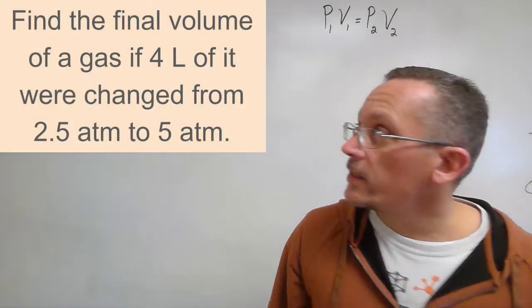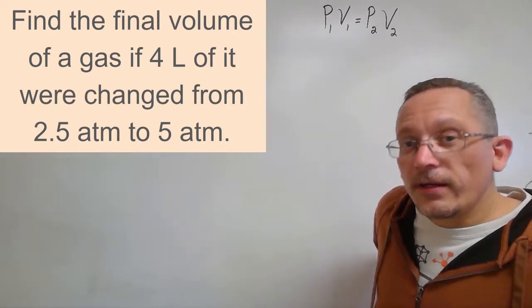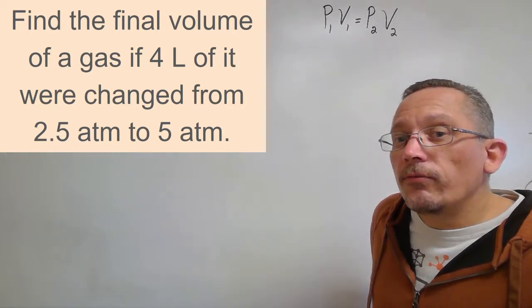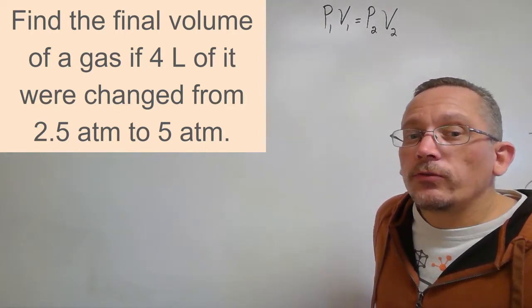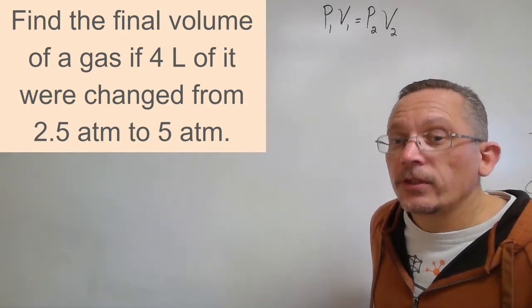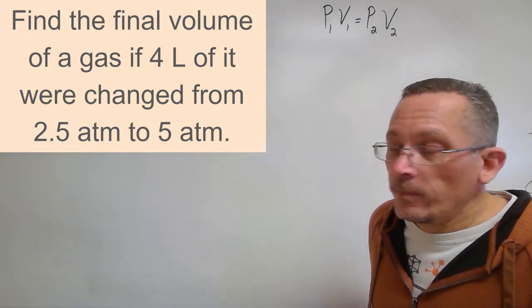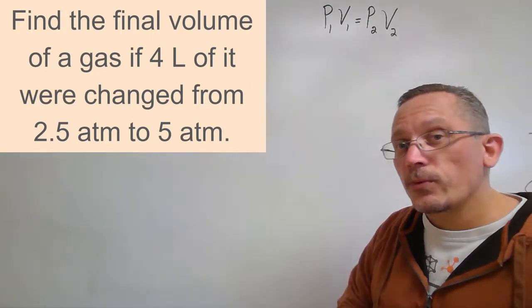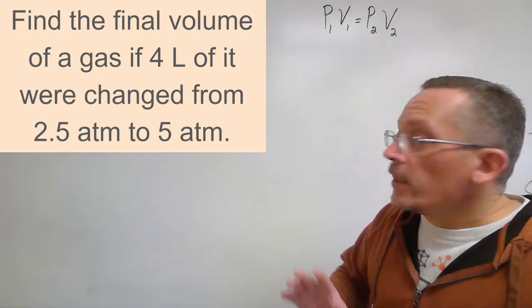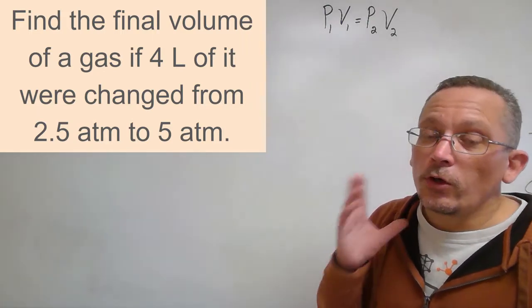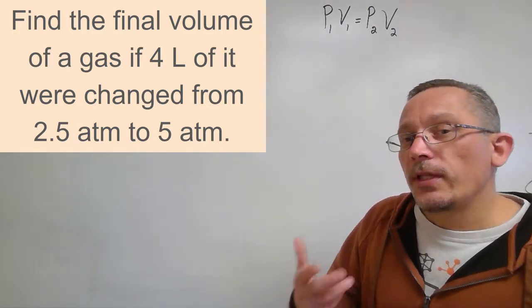Let's have a look at this example here. It says, find the final volume of a gas if 4 liters of it were changed from 2.5 atmospheres to 5 atmospheres. Okay, I'm going to show you kind of the best way to set up and solve this problem. We've got a few different numbers in the problem, and we need to organize them and understand what they are.